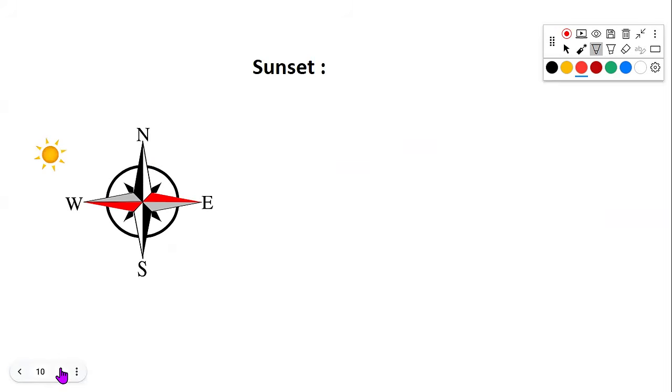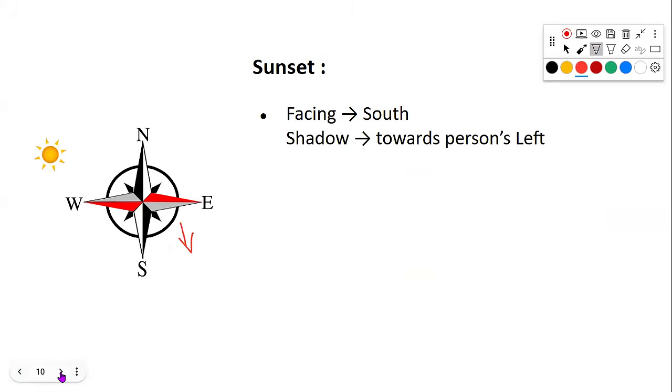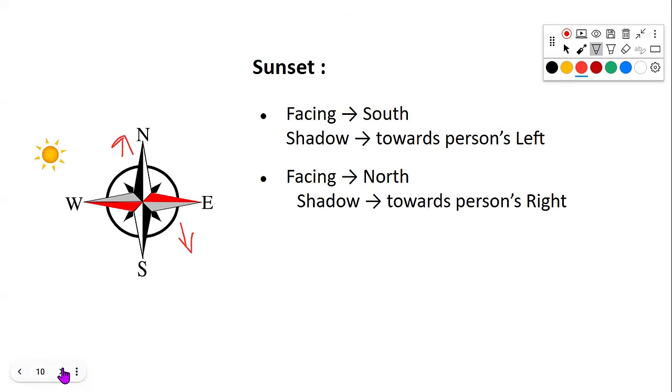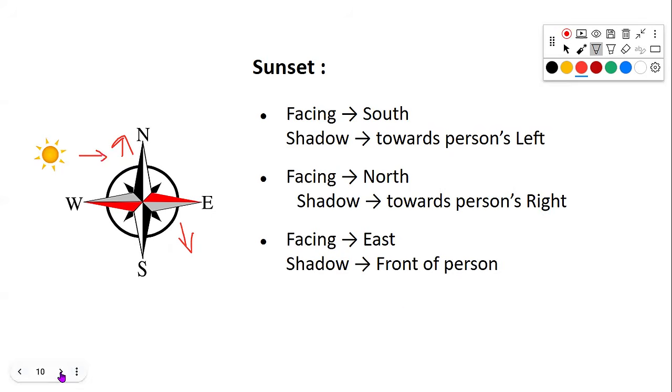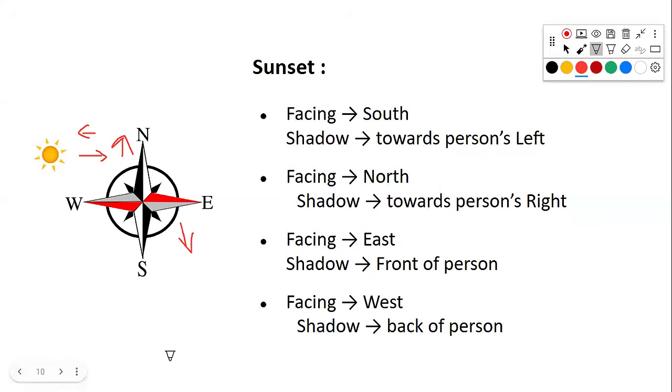Okay, so if it is sunset now, the sun is towards the west side. If I am facing south, my shadow will be towards the person's left. If I am facing north, you can clearly see the shadow will be towards my right side. Similarly, if I am facing east, the sun is at the west, so the shadow will fall in front, that is the east side. If I am facing west, I am facing the sun and the shadow is at my back. This is how you decide sunset and sunrise.